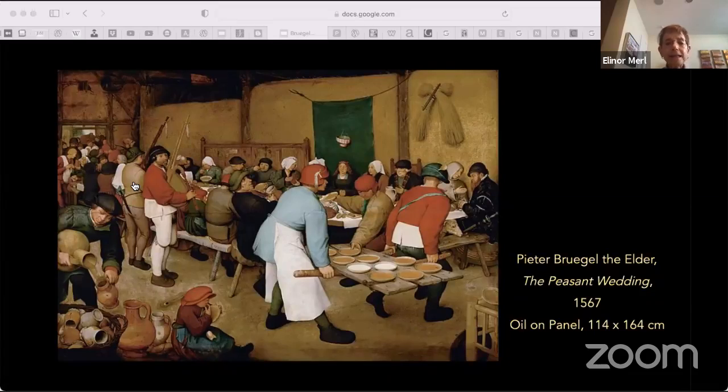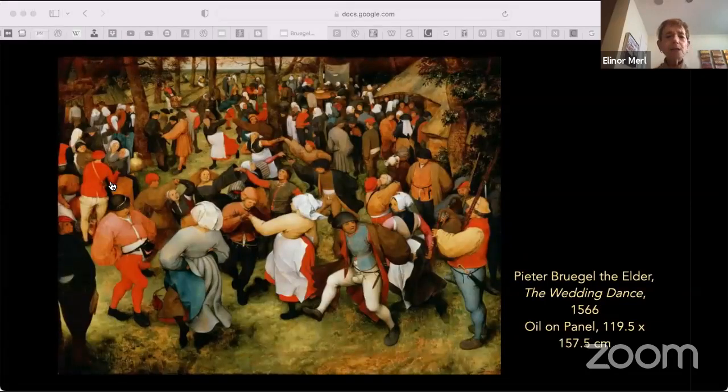So the second in our series of peasant works is the Peasant Dance, which depicts the scene right after this one, right after the peasant feast. Now, this work is at the Detroit Institute of the Arts, and it has an interesting provenance.